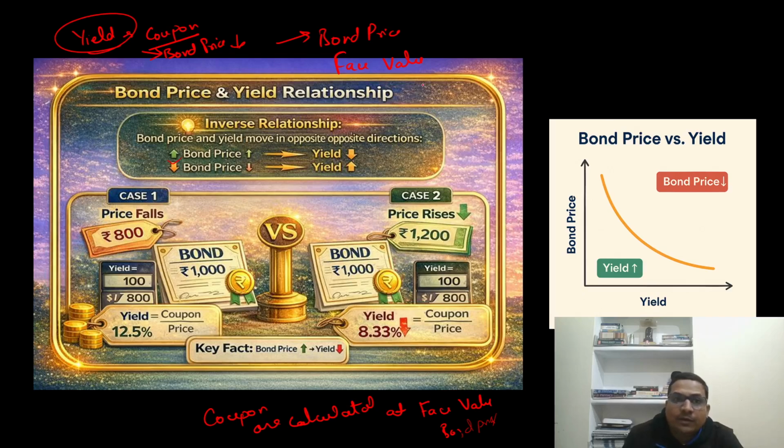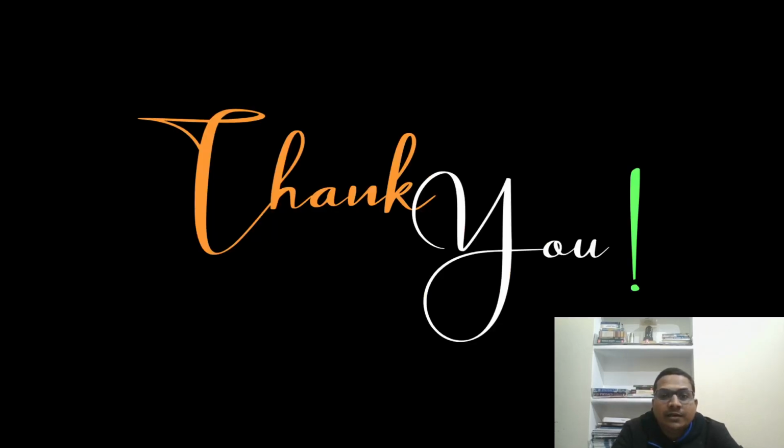Why? Because yield is coupon upon bond price. So if your bond price is increasing and the coupon is constant, your yield will decrease. If your bond price is decreasing and the coupon payment is constant, your yield will increase. Hence they also have an inverse relation: if your bond price increases, your yield decreases, and if your bond price decreases, your yield increases. So this is the relation between your bond price and yield.